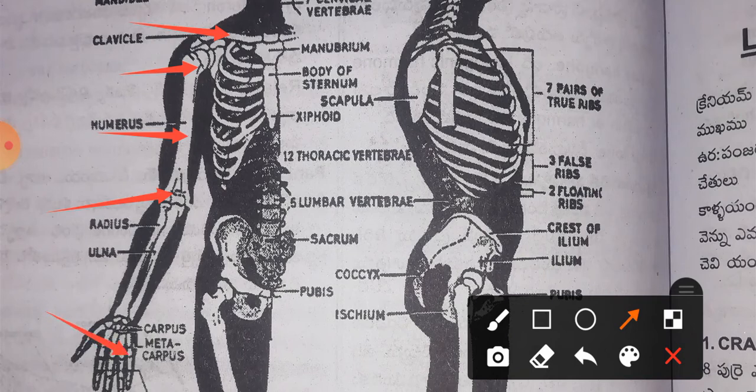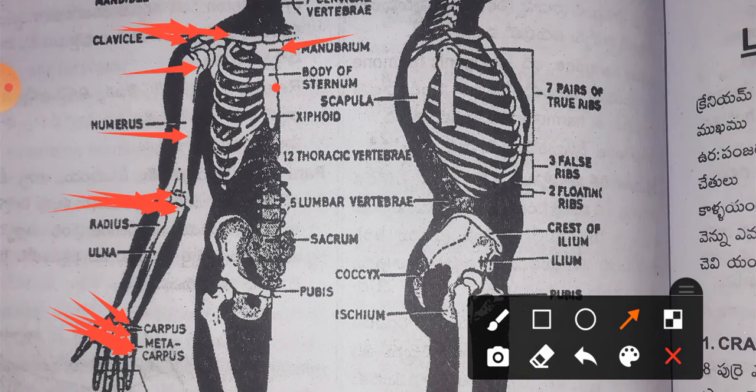Then carpals and metacarpals: the first is the carpals, the continuation is the metacarpals. This is the wrist joint. This is the shoulder joint, this is the elbow joint, this is the wrist joint. You got it? Next one, the manubrium. The manubrium is the starting upper part of the sternum. This is the body of the sternum.